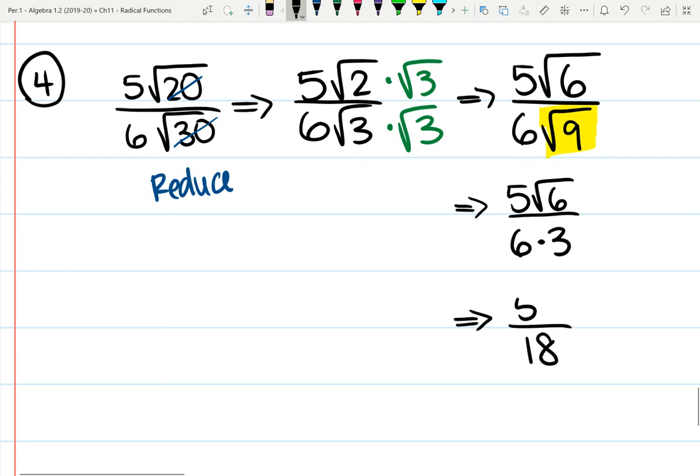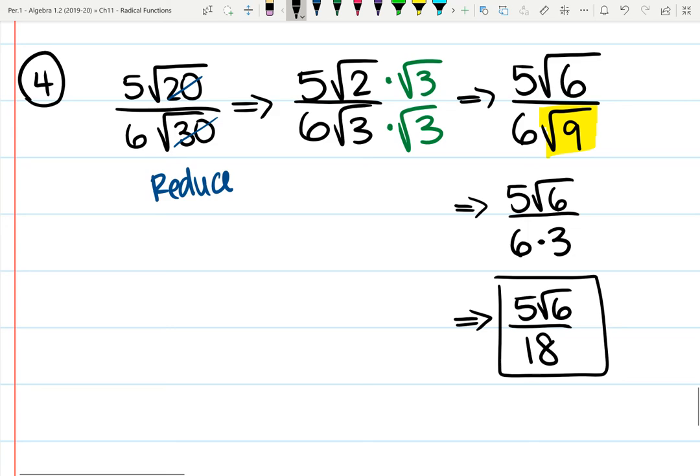I'm going to bring down 5 radical 6. Haven't done anything with that yet. And let's see. Is there anything to reduce? Can I reduce 6 and 18? No. Because again, one's inside the square root, one's outside the square root, so can't do that. That's it. This is the simplified form of the expression we had before.